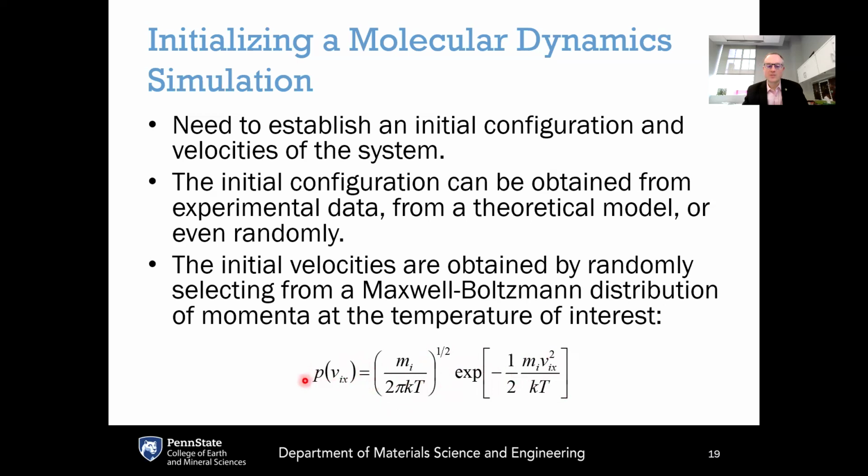So this is our probability density function, and we need to draw a random value for each of the velocities along each of the x, y, z directions for every particle in the system. So based on this temperature of the system, we randomly draw these values and randomly assign the velocities. If you have higher temperatures, on average, the velocities will be higher.